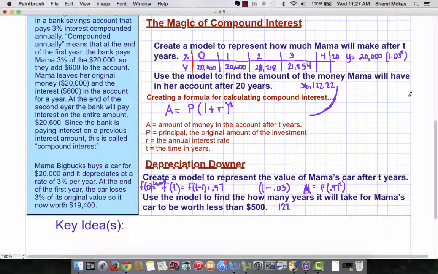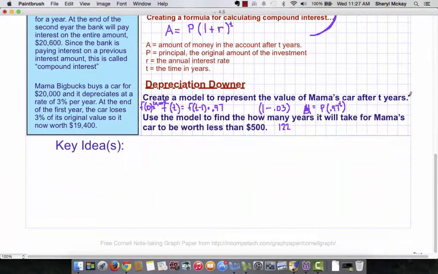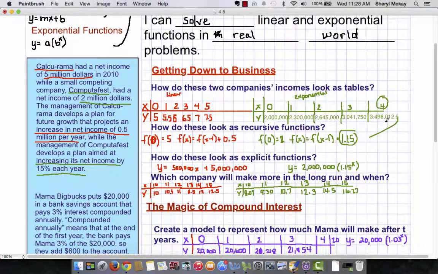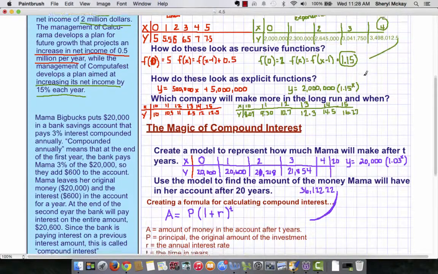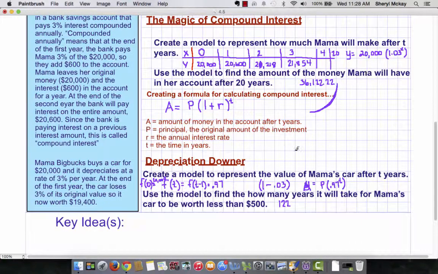So make sure that you write your key idea down here, and that you think about exponential functions, especially in the real world. Linear functions are pretty easy to identify, but exponential functions, you have to really understand this one. The 1 in the 1.15 represents the previous term because we're adding it on. And if we had done 1 minus 0.03, then that's because we're subtracting it, and that's where we got the 0.97 from when we were figuring out the value of Mama's car.